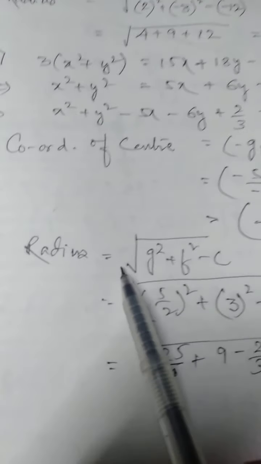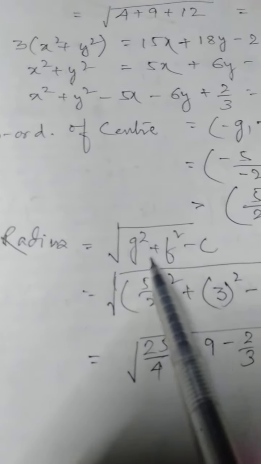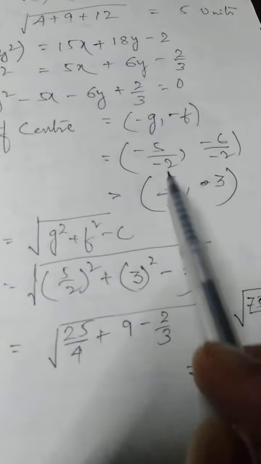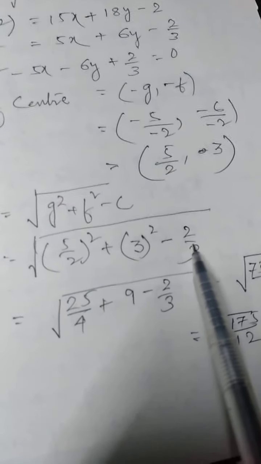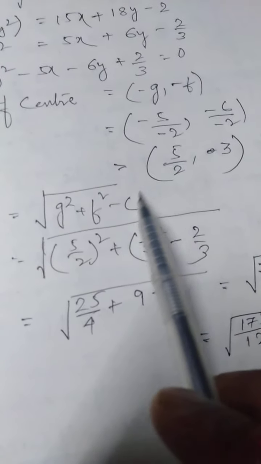Now radius. Radius is what? Root over g square plus f square minus c. See, this is g, this is f, and c is 2 by 3. So g square plus f square minus c. So, okay, keep in mind, no square on c. So if you solve it, you will get the answer 5 by 2 root 7 by 3.